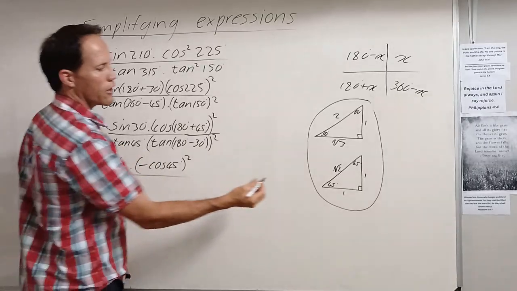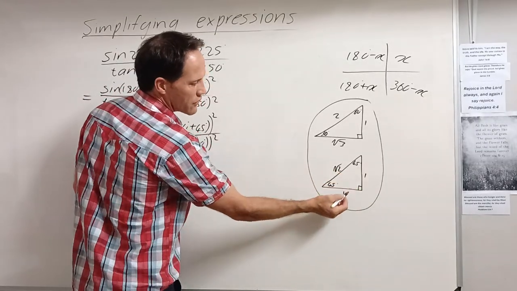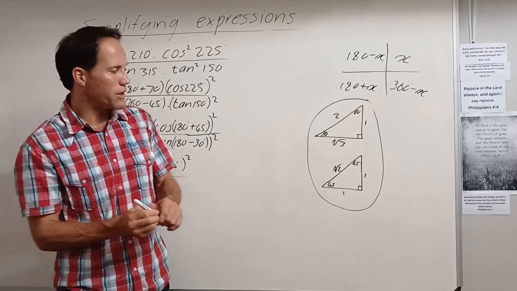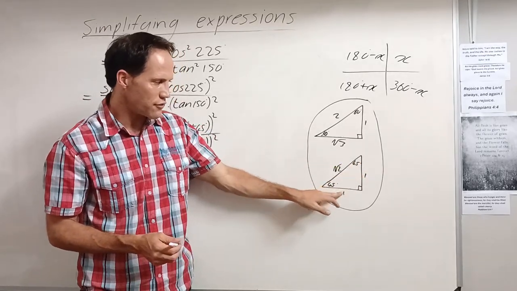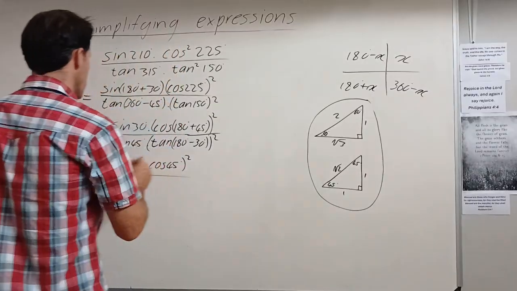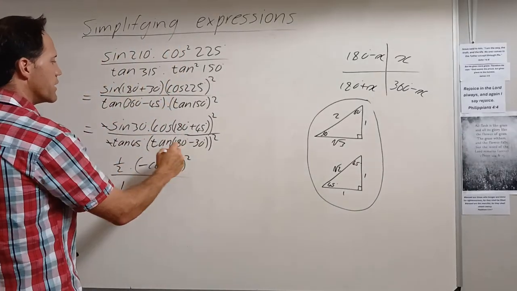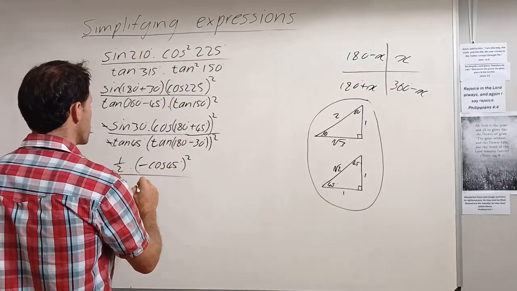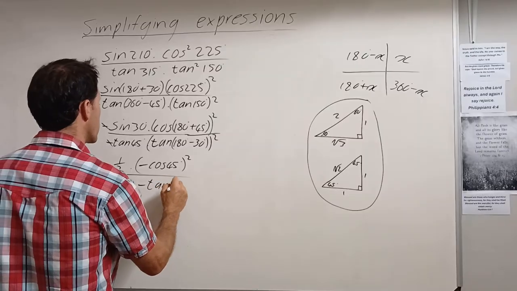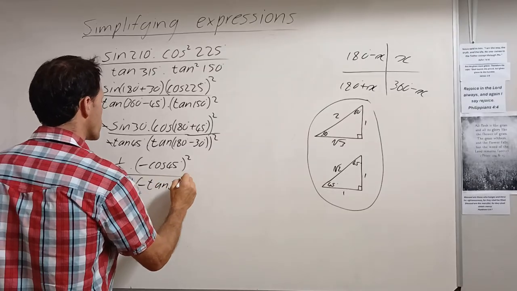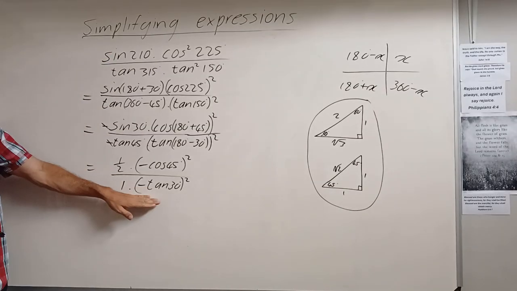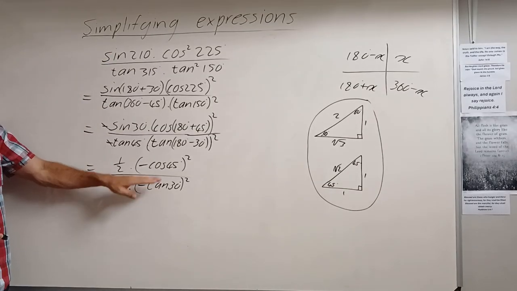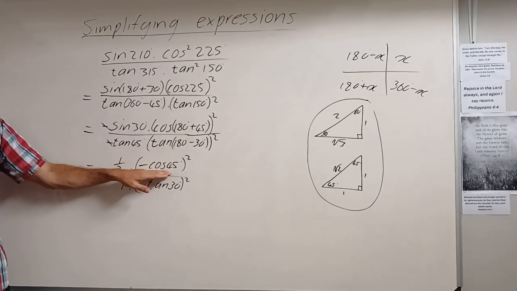Here tan 45 is opposite over adjacent. Remember now, this is the other special triangle. And then for 45, opposite over adjacent for tan is 1 over 1, which is 1. And then this one is the second quadrant, so it becomes negative tan 30, still squared. Okay. So after all those steps, we are here now. And now we can first calculate it.